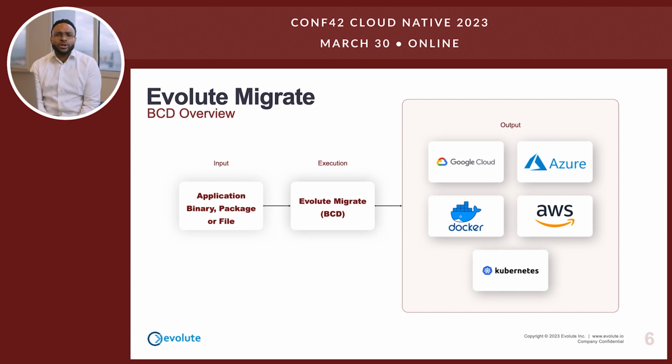Going back to the input, execution, and output. So our input being, again, an application binary or file, and the execution, in this case, we'll be seeing Evolute Migrate as we move into our demo. But again, BCD, binary configuration data, really looking at how you can analyze your software and put it into these buckets and then allow that to move will really help you to automate your software capabilities. And the output is very clear.